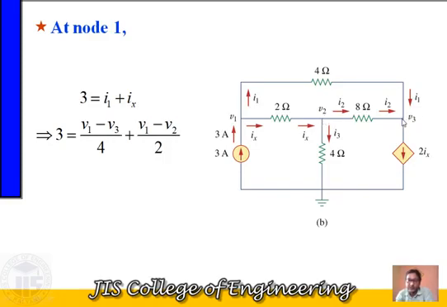Node 3 we have considered the voltage V3. So now we are concentrating on node 1, where the voltage is V1. This node 1 is connected with 3 different branches, carrying the current I1, the current Ix, and the 3 ampere current.